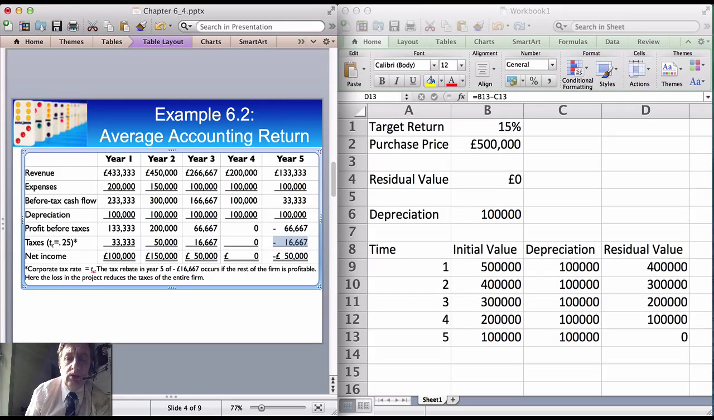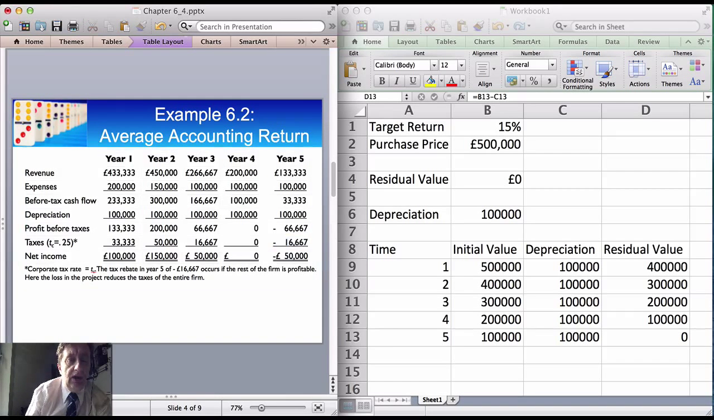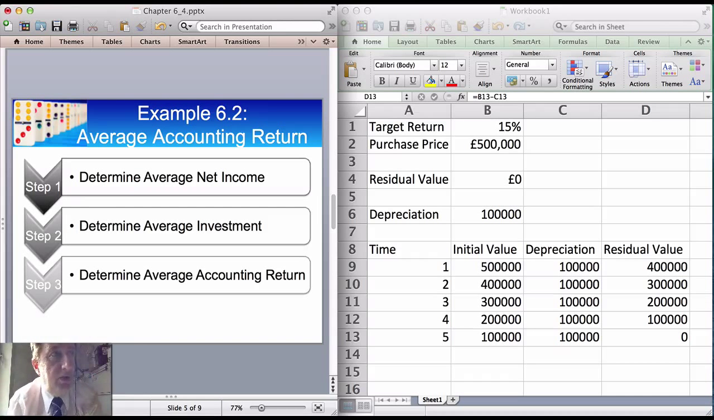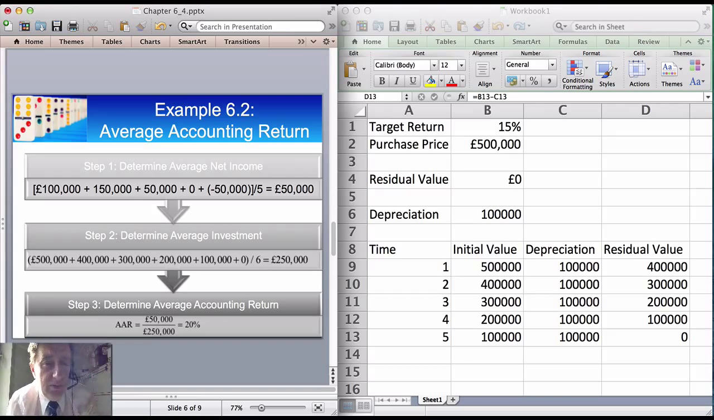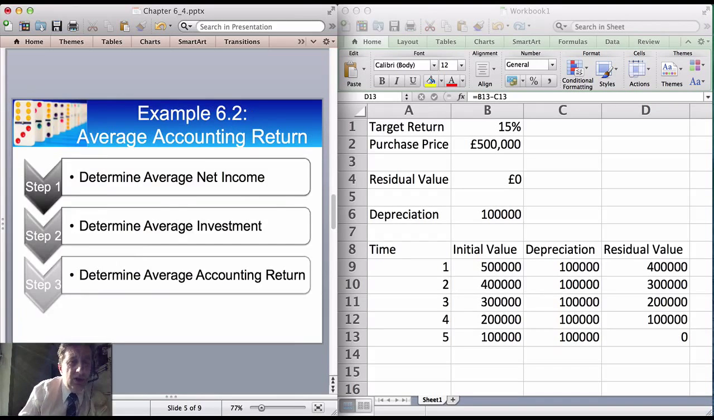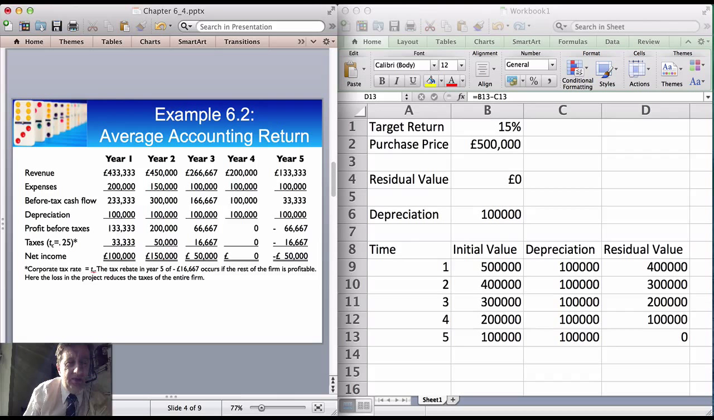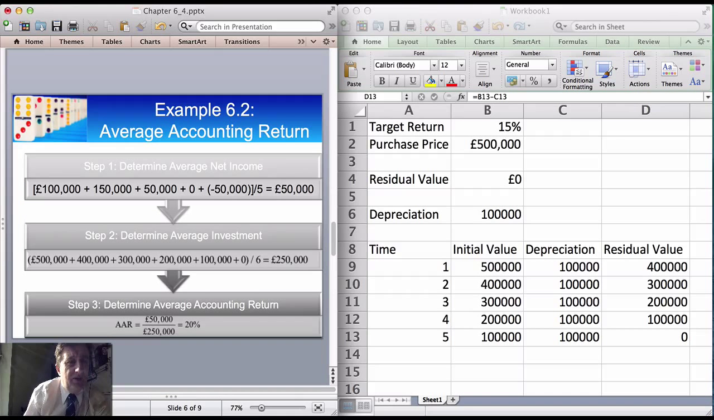Okay, so what we're going to do now is look at the method itself. There are three actual steps in the method. We calculate the average net income. We then calculate the average investment, and then we divide the average net income by the average investment. So how do we calculate the average net income? We've got 5 years of net income: 100, 150, 50, 0 and minus 50. To calculate the average, we just add these up and divide by 5 because it's over 5 years. And you can see that the average there is 50,000.